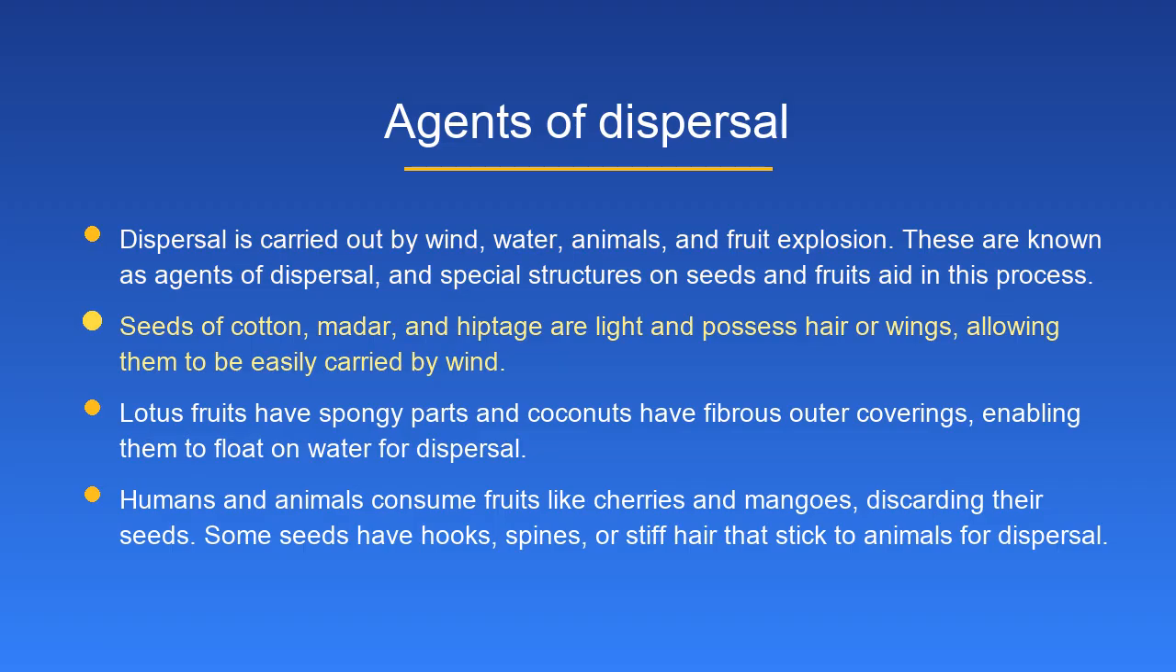Seeds of cotton, madar, and hiptage are light and possess hair or wings, allowing them to be easily carried by wind. Lotus fruits have spongy parts and coconuts have fibrous outer coverings, enabling them to float on water for dispersal.